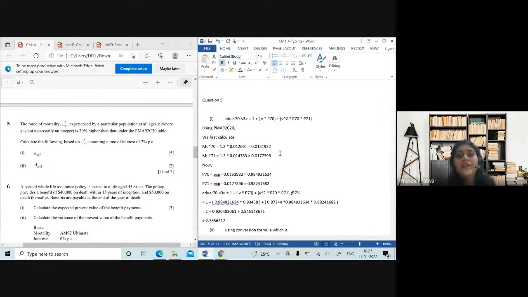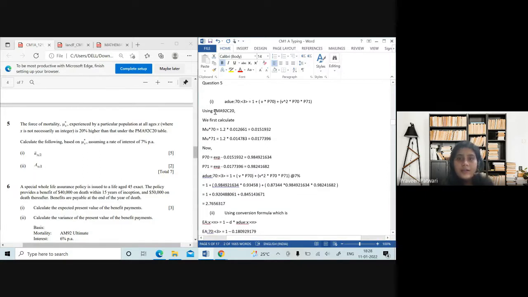Assuming a rate of interest of 7% per annum. So again, two parts. Make sure you are writing the table name, whichever table you're referring to. You can either write the table name, or along with the table name, you can also write the page number in your table book from where you took out the actual value, correct?